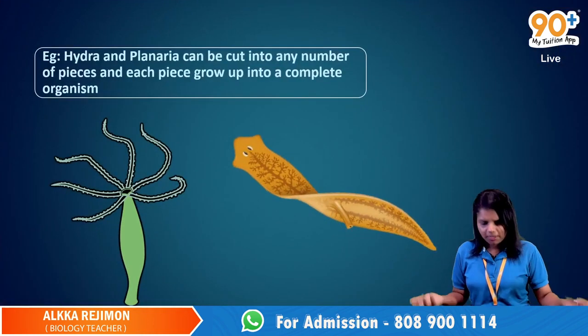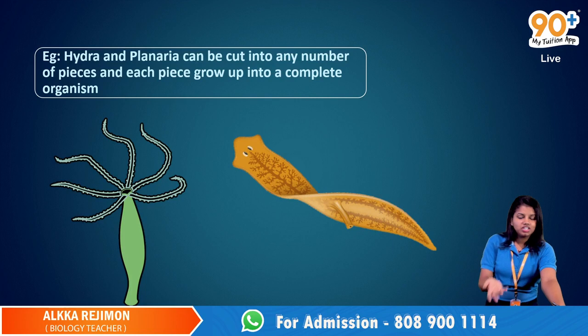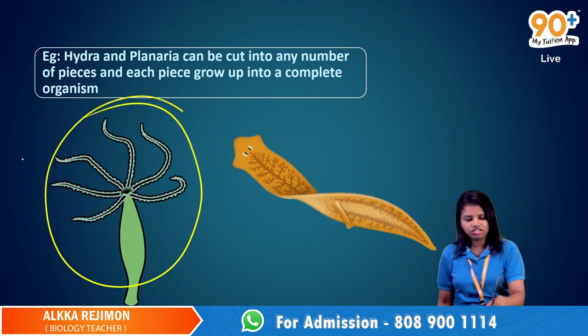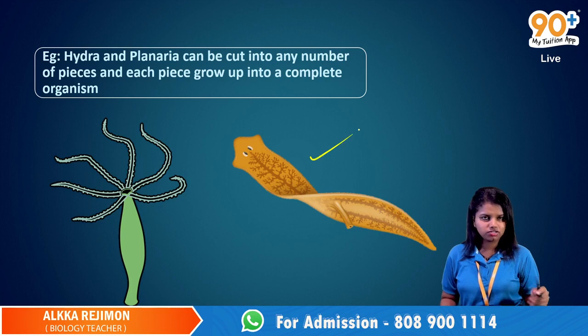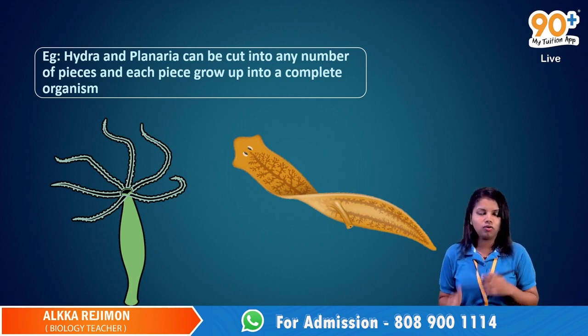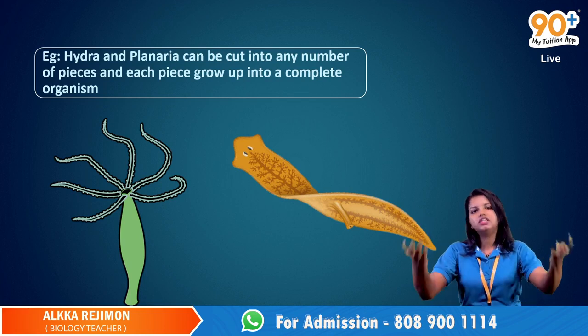Some other examples of regeneration are hydra and planaria. Here is a hydra, and here you can see planaria, which is a transparent worm-like organism, and both of them have the capacity to completely regenerate.